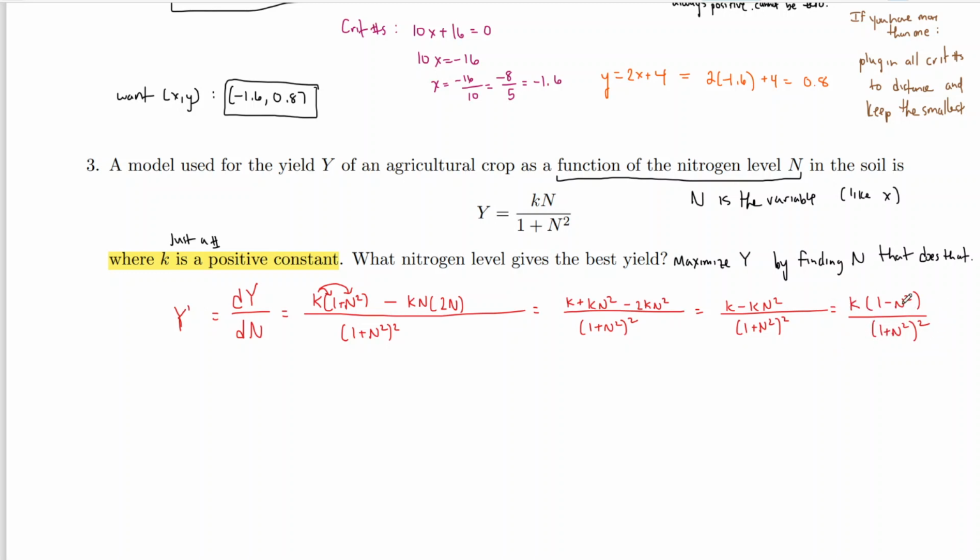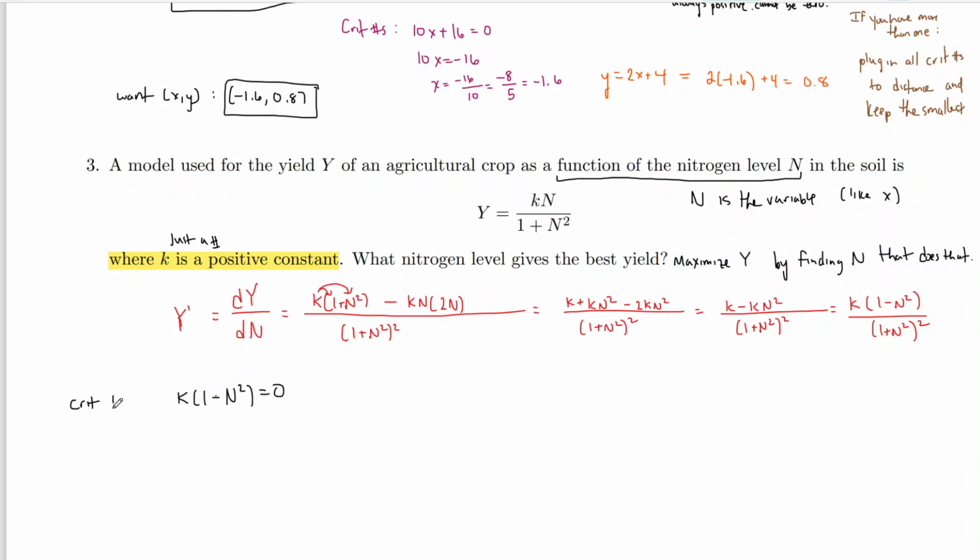Now, you can factor 1 minus n squared, but when we set it equal to 0 and solve it, it's not going to change anything, so I'm not going to do that. All right, now we want to find the critical numbers. We want to set the top and bottom equal to 0. So the first thing I'm going to do is do the top. k times 1 minus n squared equals 0.